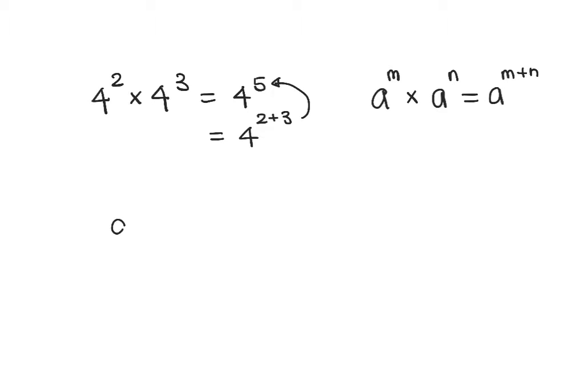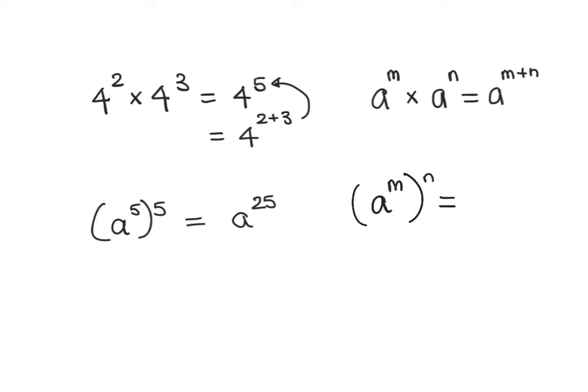And we can also recall that if we had, for example, a raised to the power of 5, all of that raised to the power of 5, well, that was going to be simply a to the power of 25. Because we had that power to a power rule that told us that a to the power of m, if all of that was raised to the power of n, then that was simply going to simplify to a raised to the power of m times n, or just a to the power of mn. So in this case we had 5 times 5, so a to the power of 5 times 5, which is why we got 25.